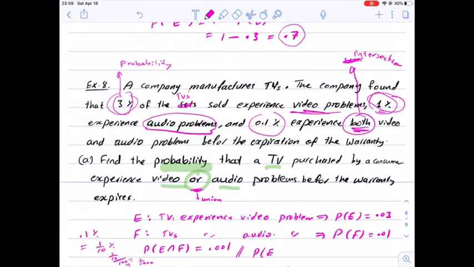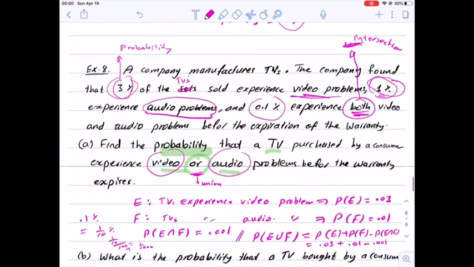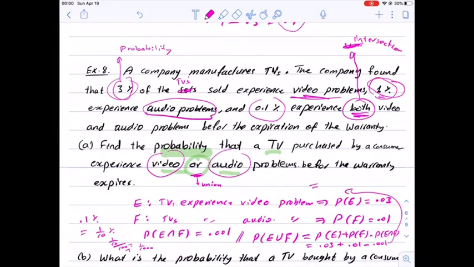Okay, so we want to find this probability. We want to find probability of either E occurred or F, either video problem or audio problem, and that's probability of E plus probability of F minus probability of E and F. So probability of E is 0.03, probability of F is 0.01, minus probability of the intersection is 0.001, and the result is 0.039.